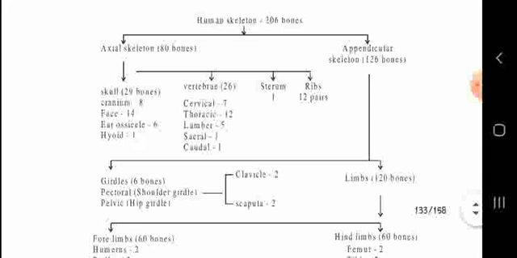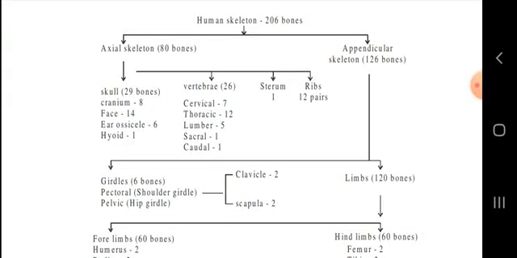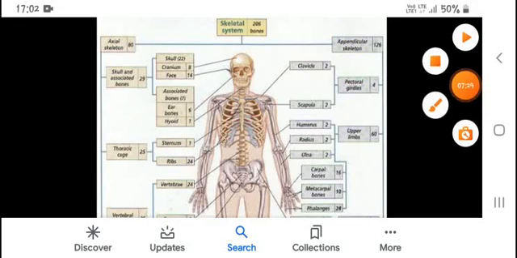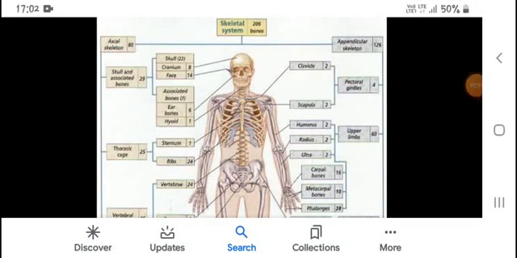So the human skeleton has 206 bones, and the axial section has 80 bones, and the appendicular section has 126 bones. In that axial section, the skull has 29 bones, the cranium, and our ear has 6 bones. Next, the vertebrae. So cervical has 7 bones, and thorax has 12 bones. So here you can see correctly. So our total human has 206 bones.